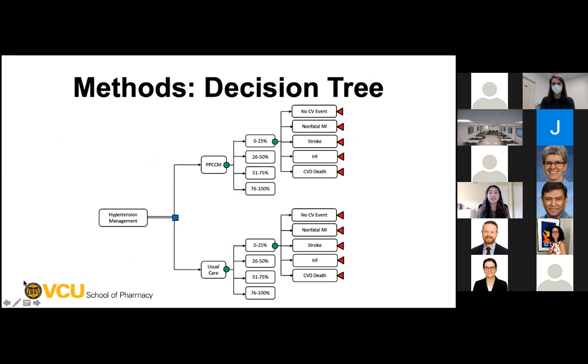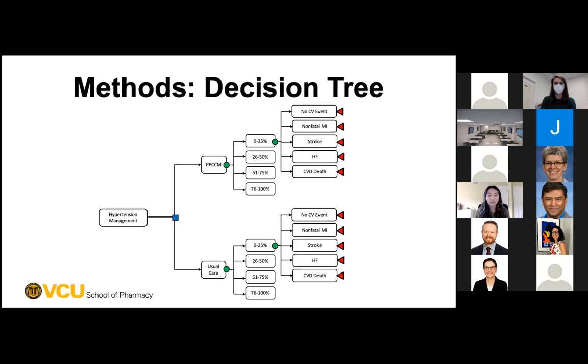So for methods, this is the decision tree. This decision tree model was developed in TreeAge Pro. So we first begin with hypertension management. The small blue square is known as a choice node, and that indicates the decision maker can decide whether the patient will undergo hypertension management by PPCCM or usual care.